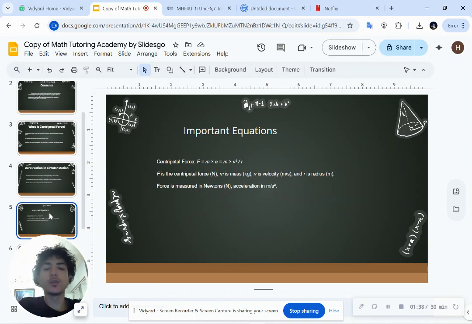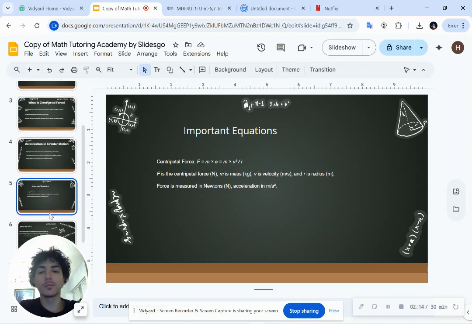Important equations we'll be using. The centripetal force equation: F equals m times a, which equals m times v^2 divided by r. F is the centripetal force, m is the mass in kg, v is the velocity in meters per second, and r is the radius in meters. Force is measured in newtons, and acceleration in meters per second squared.